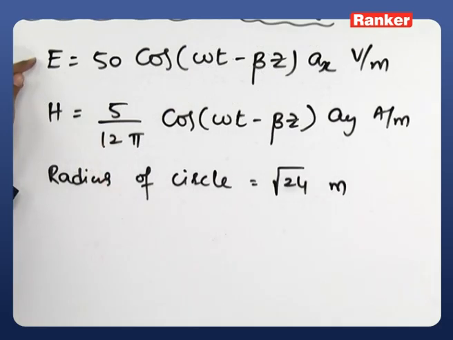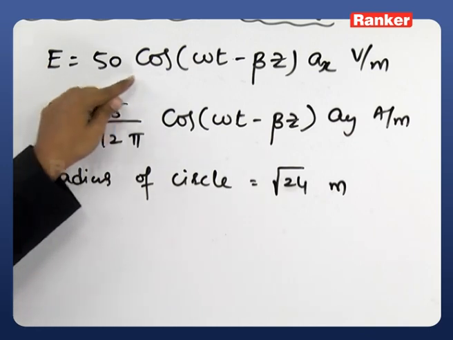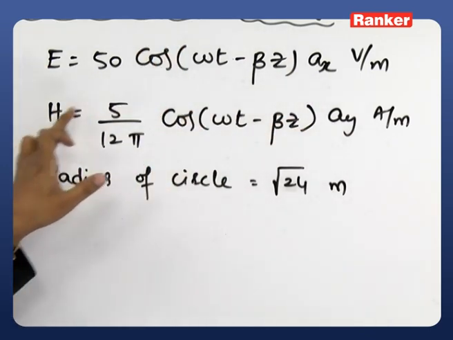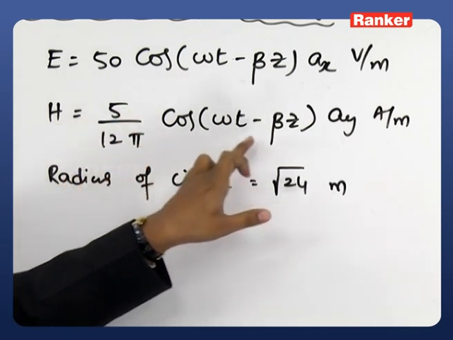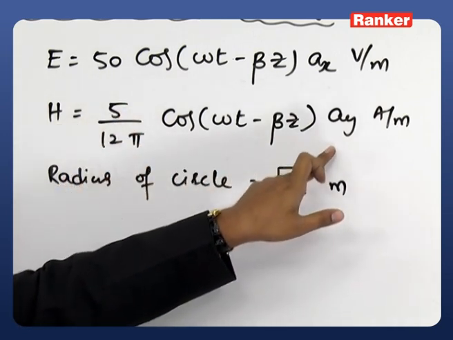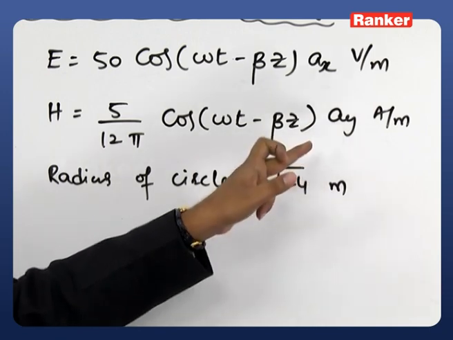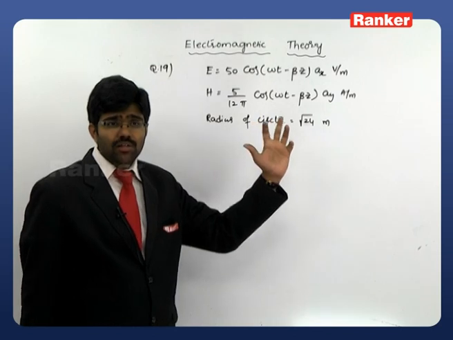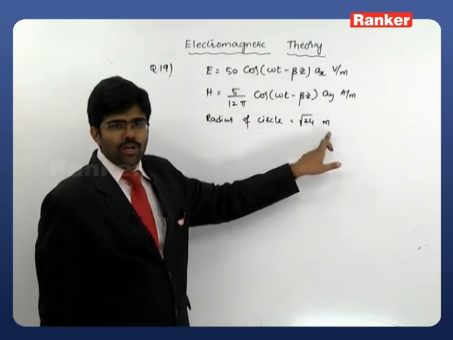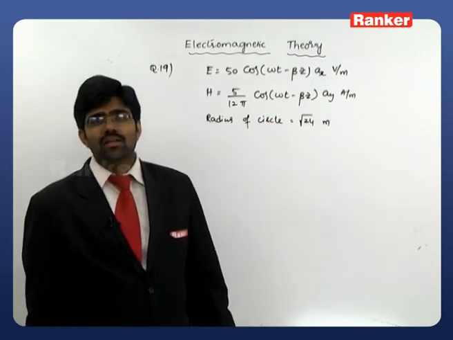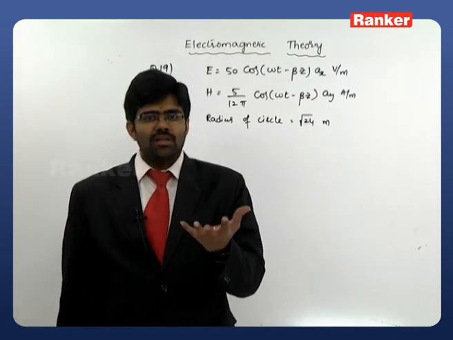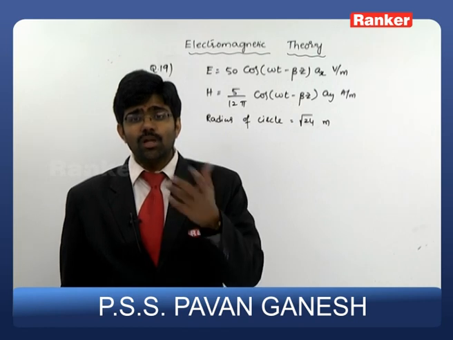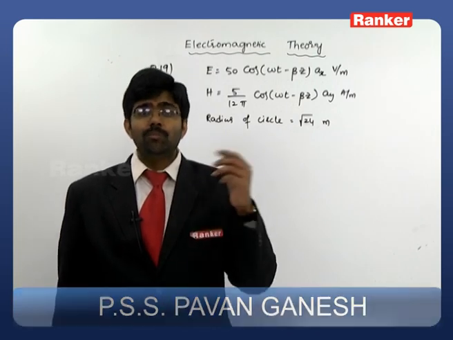The data given to us is the electric field intensity E equals 50 cos(omega t minus beta z) in the direction of x, and H equals 5 by 12 pi cos(omega t minus beta z) ay, and clearly it is traveling in free space. The radius of the area we are considering is the square root of 24 meter. We are supposed to calculate the power. Clearly remember, it is not power density, it is power. What we require is the power, which can be obtained from power density.